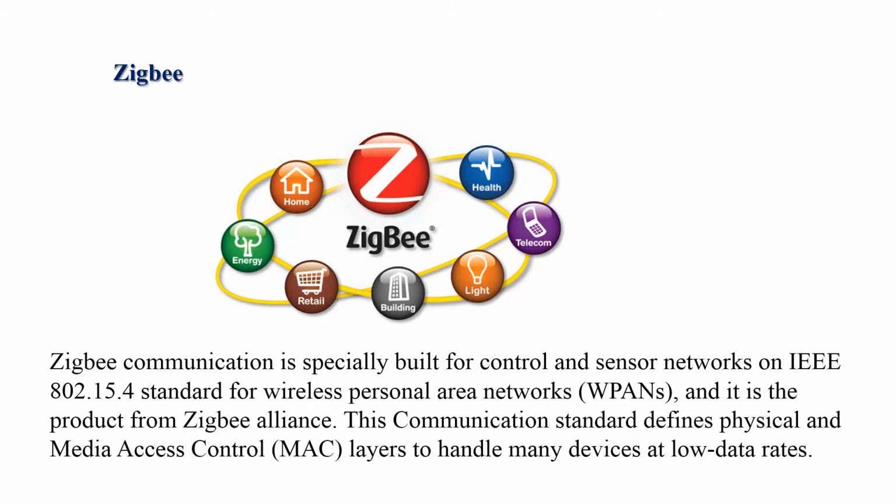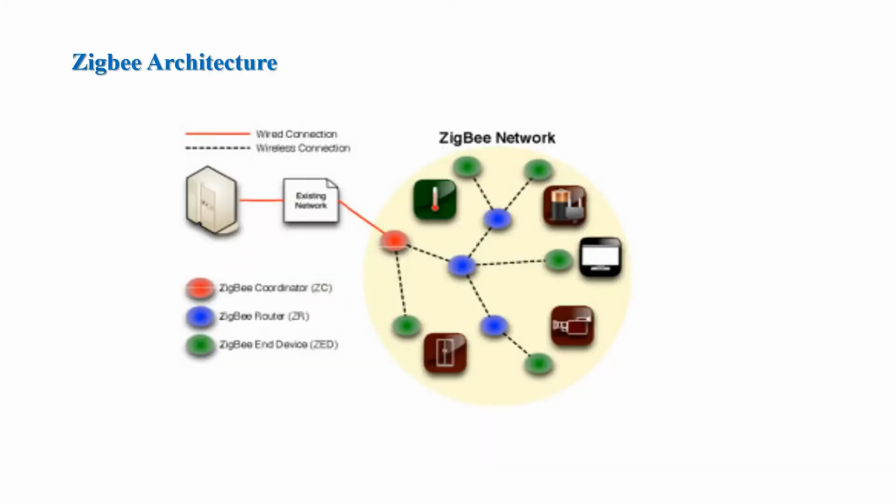ZigBee can be operated in the 2.4 GHz ISM band. ISM means Industrial, Scientific and Medical Frequency Band. In a ZigBee network mesh, a node can act either as a data source or a repeater. This is the ZigBee architecture.